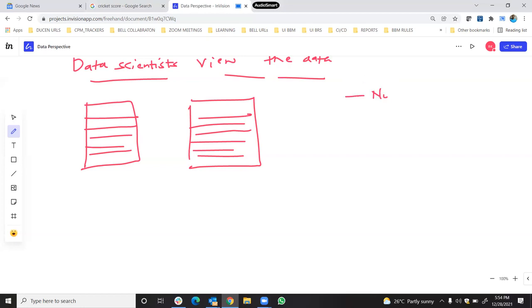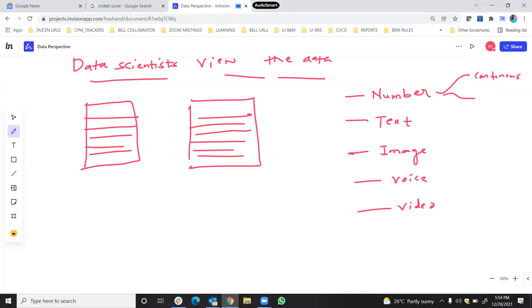So you're going to deal with numbers. Do you all agree? You're going to deal with text, image, voice, and video. And I'll slowly add a few things to it. In the numbers, you have continuous and discrete.